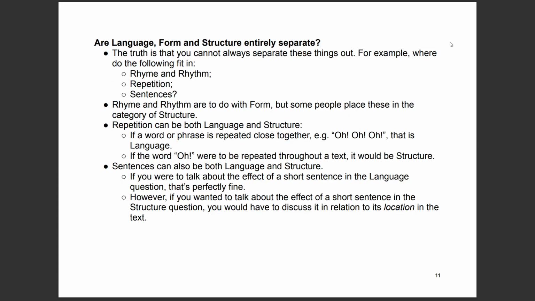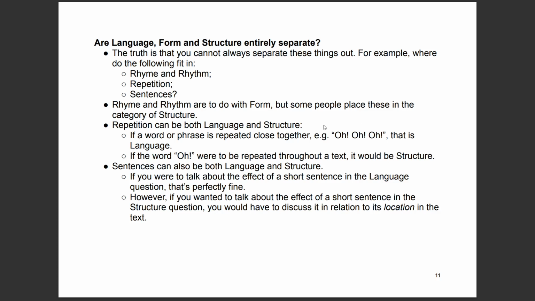Right. Now, are language, form, and structure entirely separate? The truth is, and this is why people struggle with these things, that you cannot really separate these things out. For example, where do the following fit in? Rhyme and rhythm, repetition, and sentences. So rhyme and rhythm are to do with form, okay? But some people place these in the category of structure. And we're going to talk more about that later on.